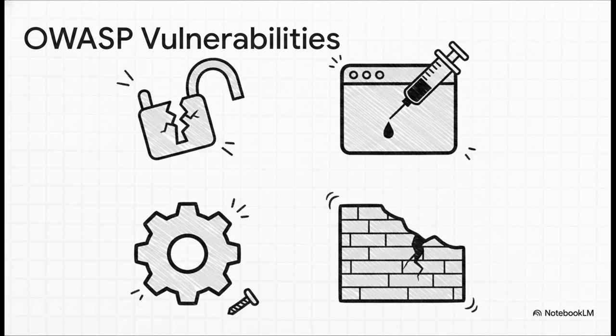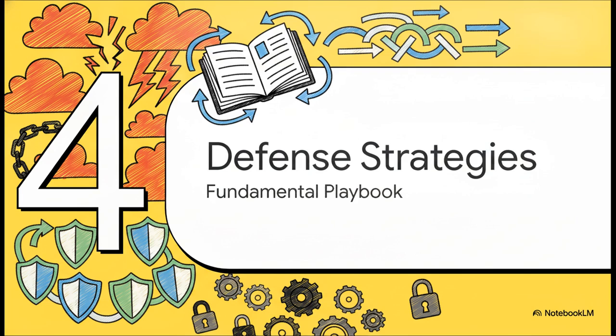You also really need to know injection flaws, where malicious code is sent through web forms, security misconfigurations caused by insecure default settings, and the massive backdoor created by just relying on vulnerable or outdated third-party components. All right, with that rather terrifying threat landscape fully outlined, let's get to Section 4, Fundamental Defense Strategies. Time to build your defensive playbook.